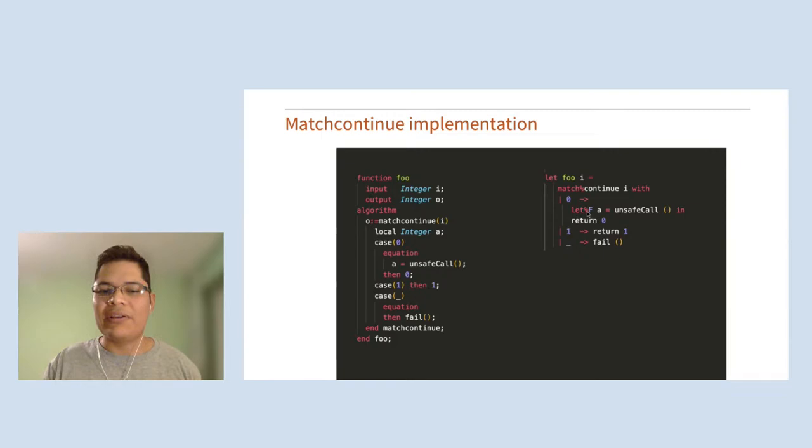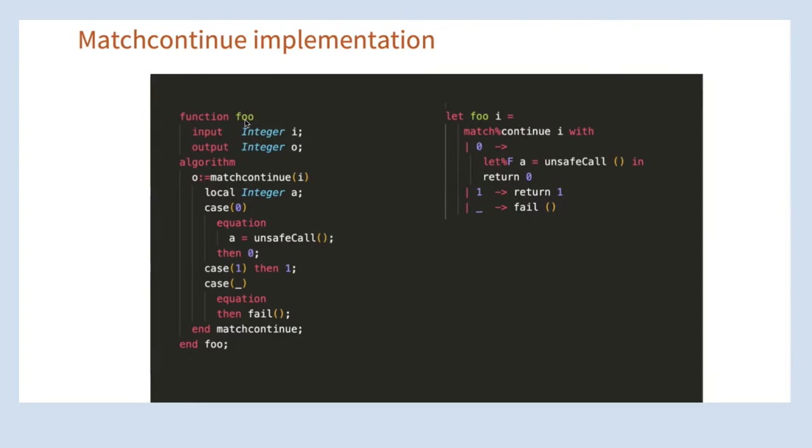So to give you an example of how we kept improving on this converter in order to get what we wanted, we have this function, which is the same that I presented before. If you have as input a zero, it will call this unsafe call. With a one, it will immediately return one. And we had this default case, which was an error propagation. This was converted into this piece of OCaml. It looks pretty much like OCaml, but it has this special percentage continue, which is a syntax extension that we created to replicate this behavior.